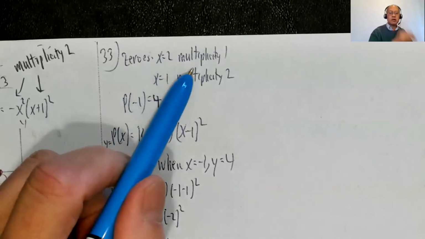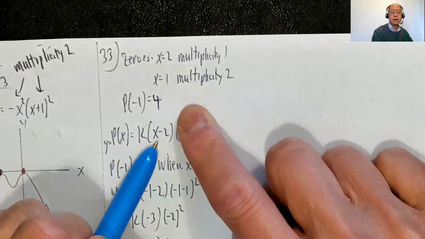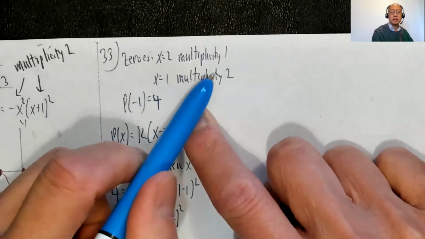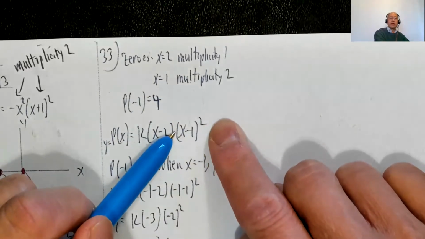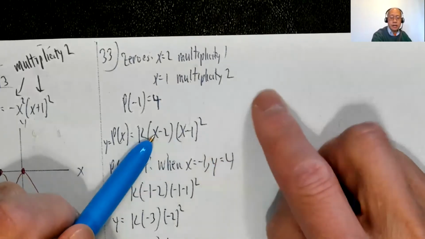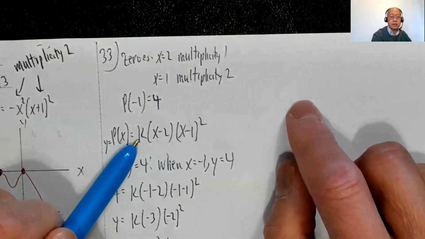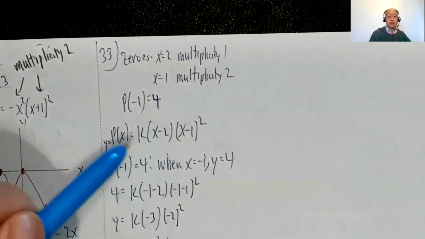So x equals 2 multiplicity 1, that means I'm going to have an x minus 2. x equals 1 multiplicity 2, that means x minus 1 squared. And if it's a cubic, that's all I've got. If I multiply this all out, it's going to be x cubed, right? But I might multiply it by a coefficient, k. So temporarily, I'm going to call it k.